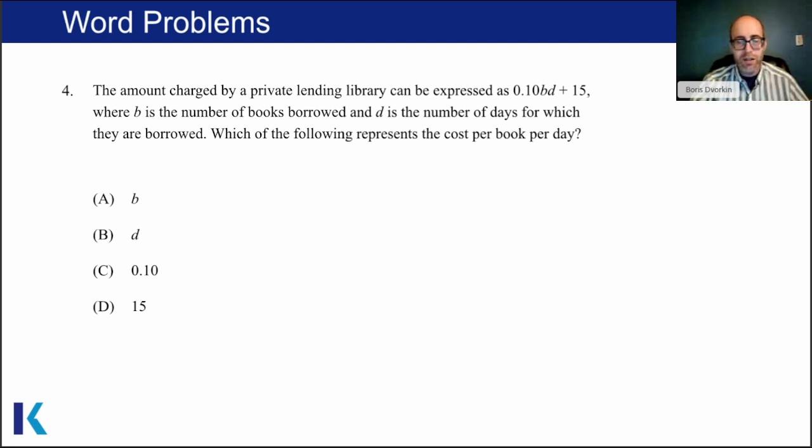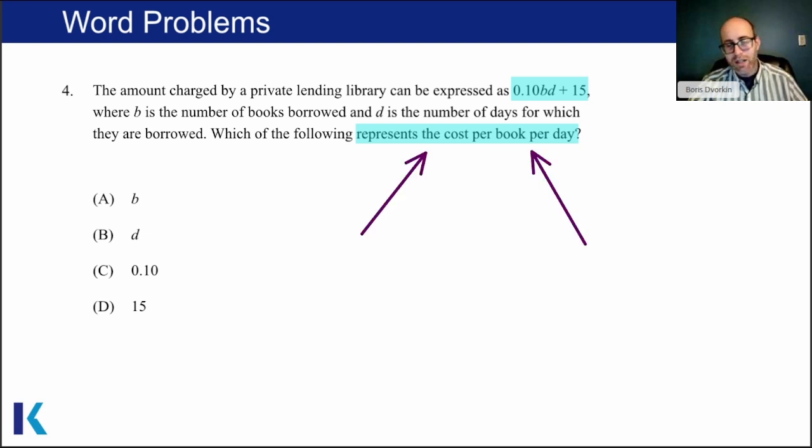The test makers are asking you for the component of this formula that represents the cost per book per day. Notice that the formula has 4 components to it, 0.10, B, D, and 15, and each of them appears in one of the 4 choices. But here's the thing. 2 of those components already have a meaning. The question already tells you what they mean, so they cannot be the right answer. Let me know in the chat which 2 choices cannot be the cost per book per day, because the question has already told you that they are something else.